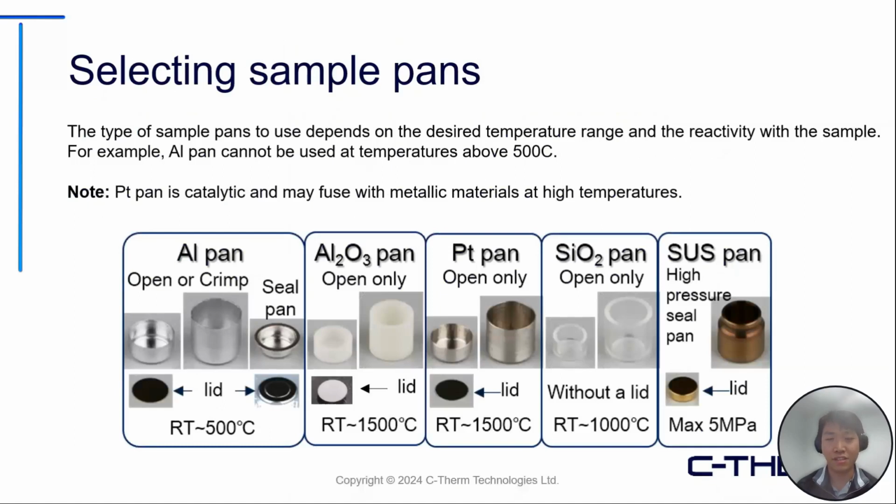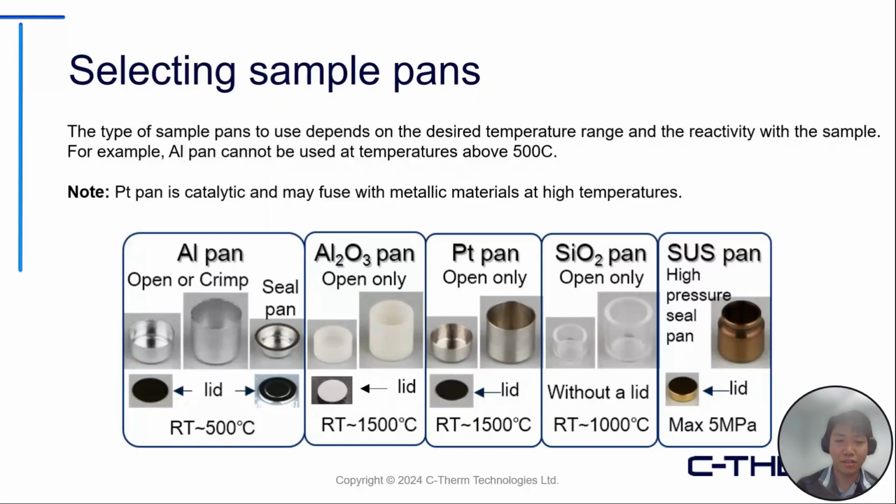So first, I'd like to take a look at the sample pans to use. Essentially, selection of sample pan is related to the temperature range of your interest and reactivity of your sample with the material of the sample pan. For instance, as shown here, aluminum pan cannot be used in a measurement temperature above 500 degrees Celsius. So if you wanted to take your sample to 700 degrees Celsius, for example, you would have to use either the quartz pan or platinum pan shown here.